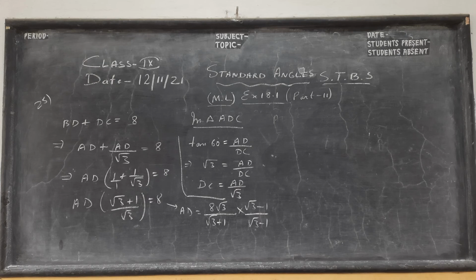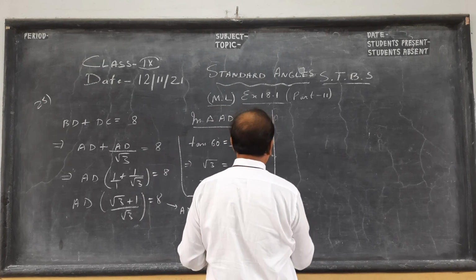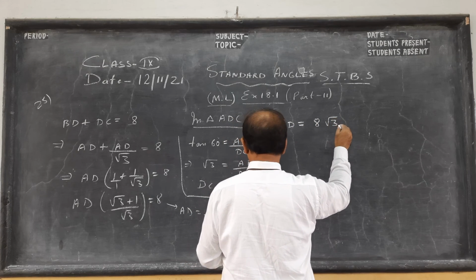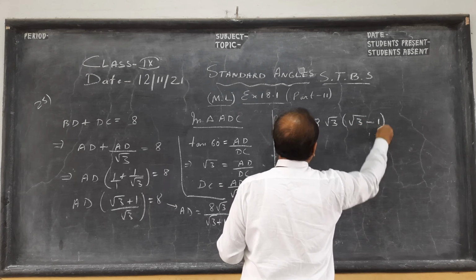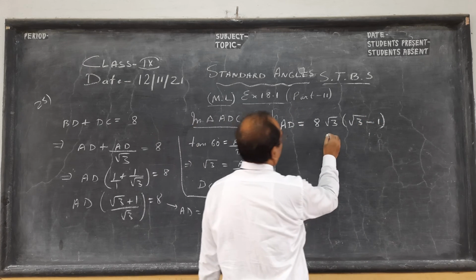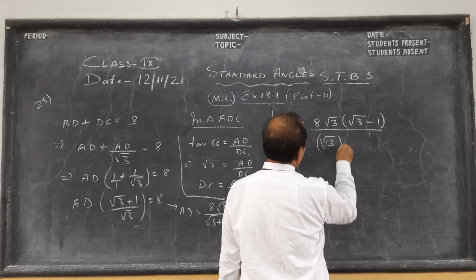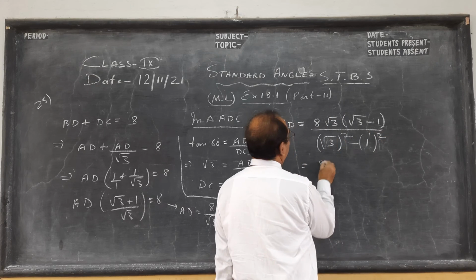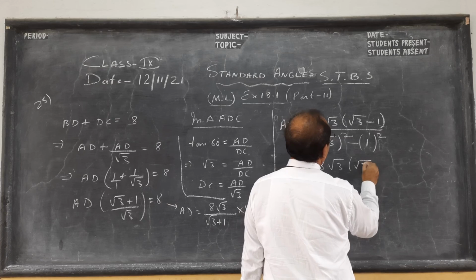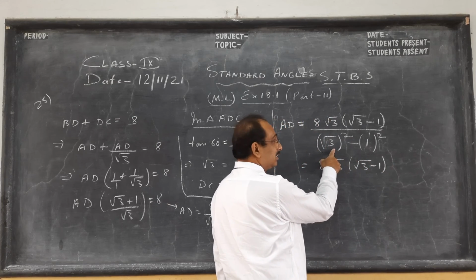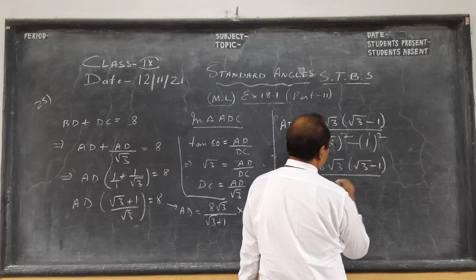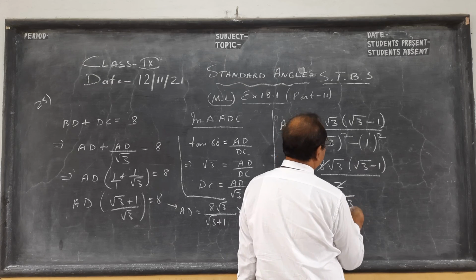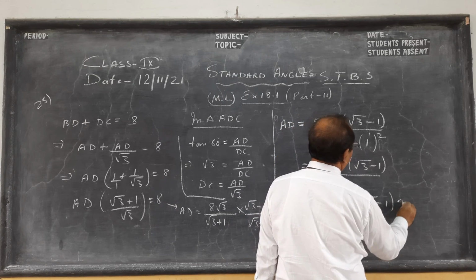So now we just finish off this calculation. AD is 8 root 3 into root 3 minus 1. Here it is A plus B, A minus B, so A square minus B square. See, the idea of rationalization, that's why we did it in the very first chapter. 8 root 3 into root 3 minus 1. Root 3 square is 3, 3 minus 1 square is 1, so 2. The denominator you will get is 2. 2 4s are 8. So we get 4 root 3 into root 3 minus 1 meters.